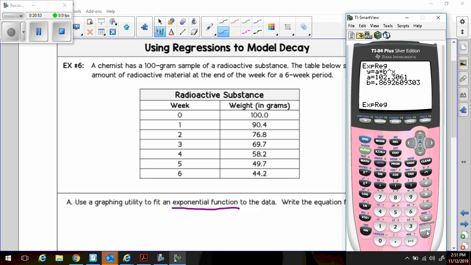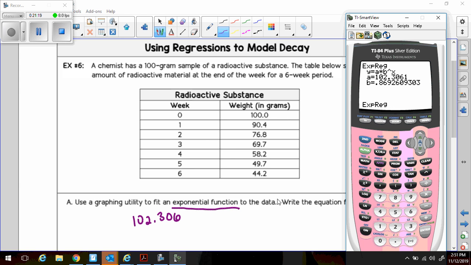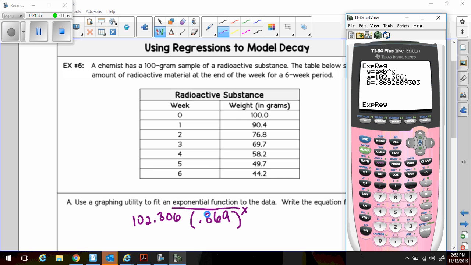And if you press it, it's going to give you your equation. Okay, so if you're given data in a table like this, it's going to give you your equation. It says A is 102.306. I don't know why it's not 100. That's the initial, but okay. 102.306 times B, which is 0.869. That makes sense. It's less than 1 because we're decreasing to the x. Right? And I think rounding up to 0.869 is fine, to the x.